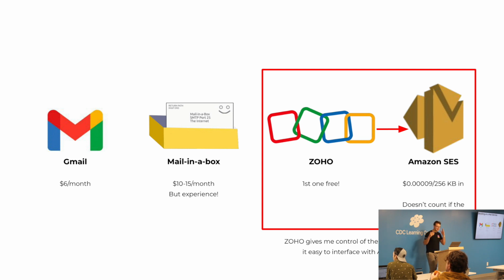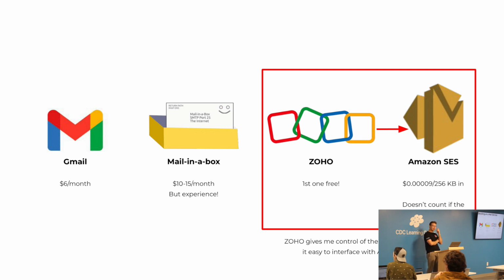So my first big hurdle was deciding on a mail service. I needed somewhere isolated, an inbox that didn't have all the noise of my usual inbox, to sign up to these newsletters. Originally I was going to go with Gmail. That's $6 a month. Then I was like, if I'm going to be paying, I might as well try to learn something. So I moved on to Mail in a Box.